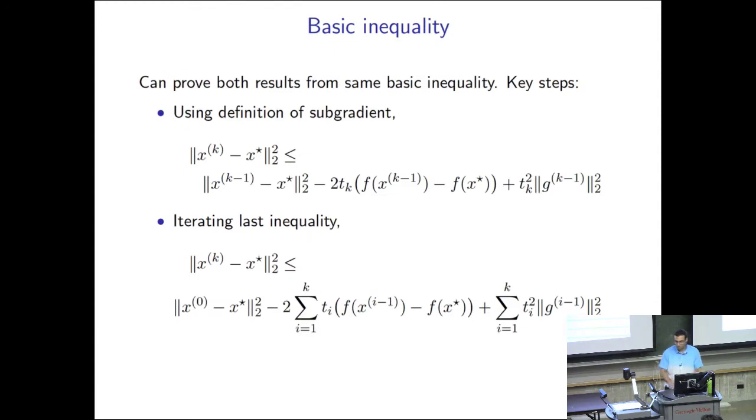So here's the proof. The proof actually follows the derivation of this kind of basic inequality for what happens after k iterations. And then we can kind of read off both sets of results from that inequality.